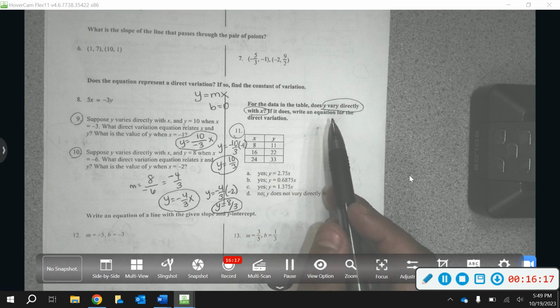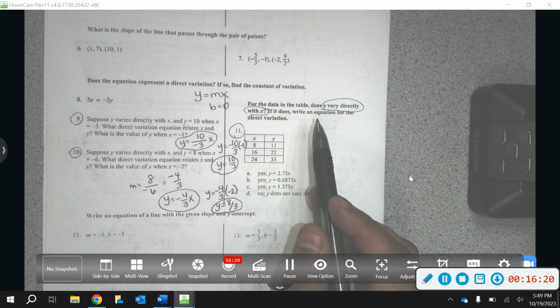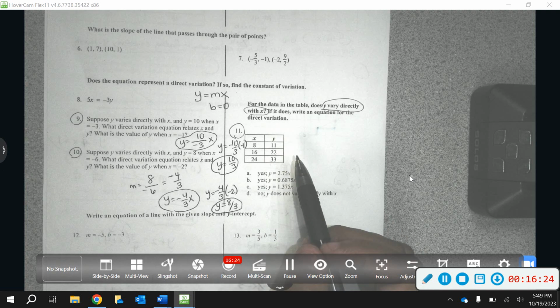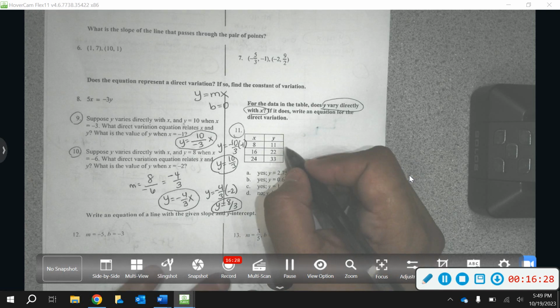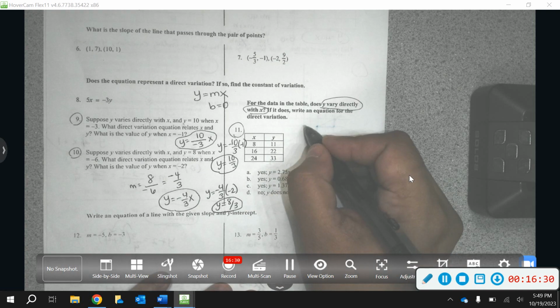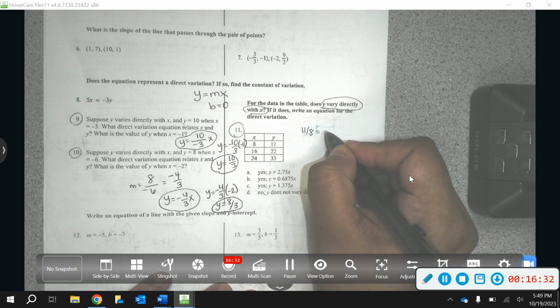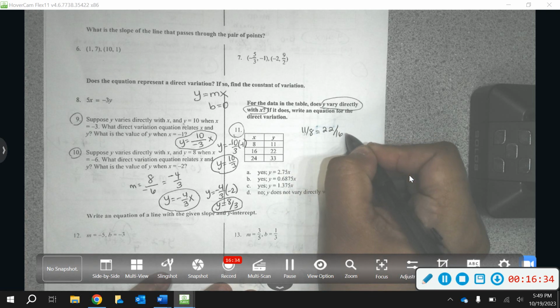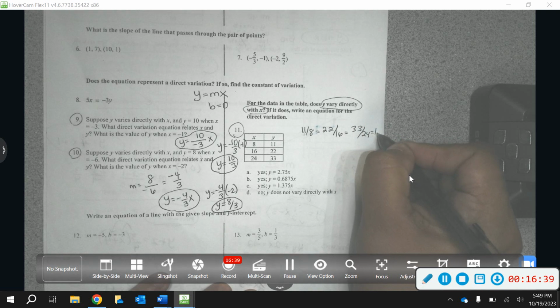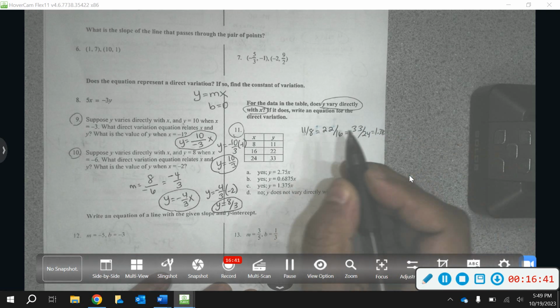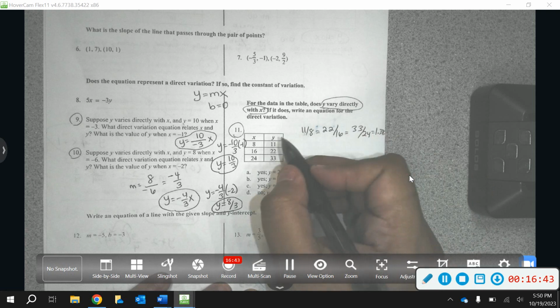Now let's look at over here. Y varies directly with x. If it does, write an equation for the direct variation. Again, all you're doing is your slope is the same. So even if you blank out and you don't do 11 over 8 equals 22 over 16, which equals 33 over 24, all that is equal to 1.375. Let's say you blank out on that, just take the slope.